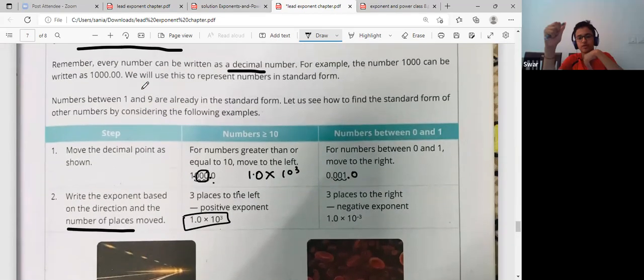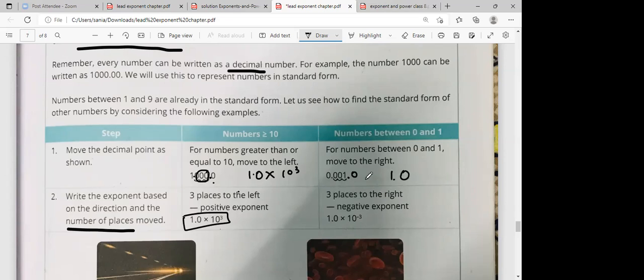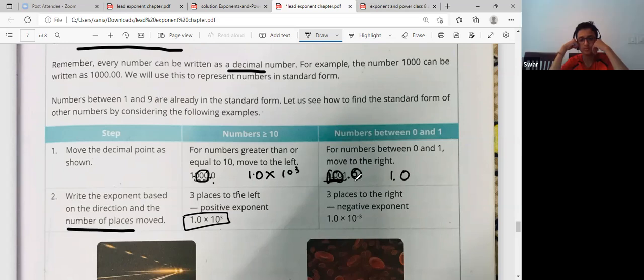Ma'am, but shouldn't we have 2 zeros? It's like 1.0, sir. So here you can see you have 3 zeros, right? Yes, ma'am. If you remove this, you have 2 zeros over here and 1 zero over here. So you have 3 zeros, right? Okay, ma'am.